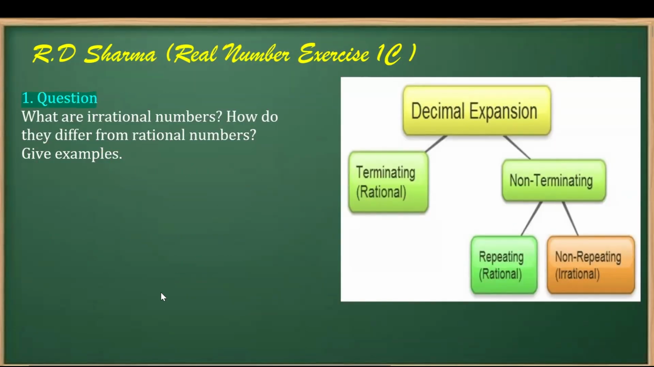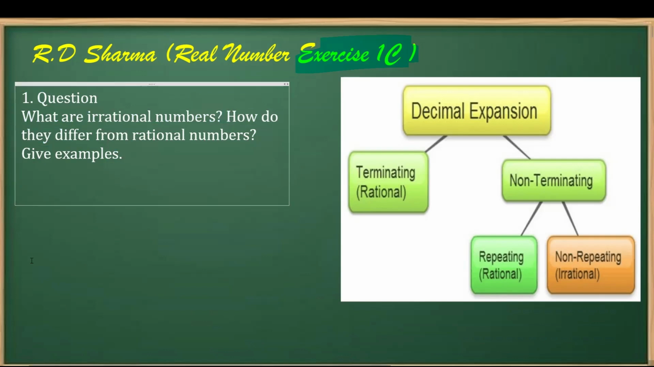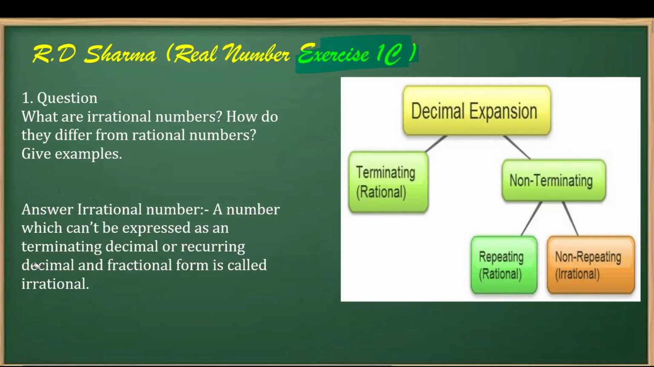Now, question one from exercise 1C says what are irrational numbers and how do they differ from rational numbers? We have to give examples for this. Let me write the definition of an irrational number, sorry, irrational, not rational. The answer is an irrational number is a number which can't be expressed as a terminating decimal expansion or a recurring decimal expansion.